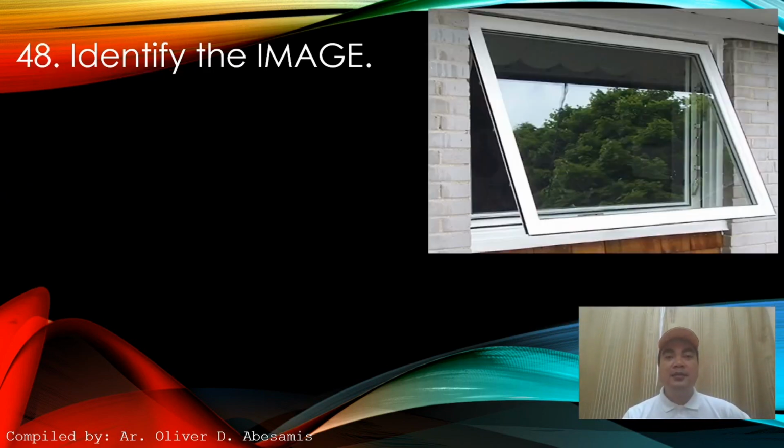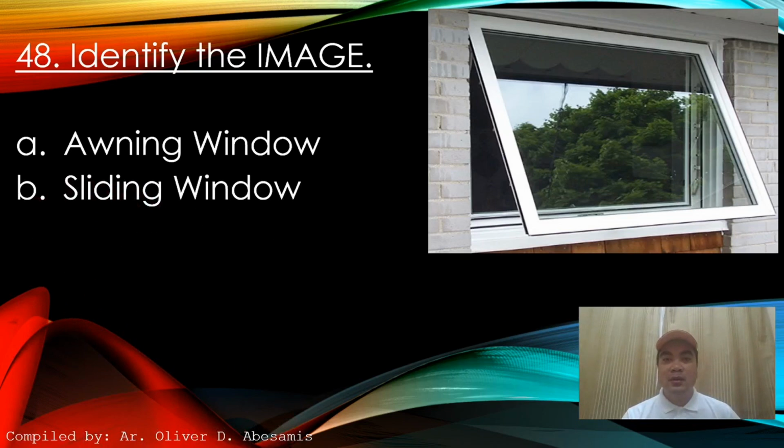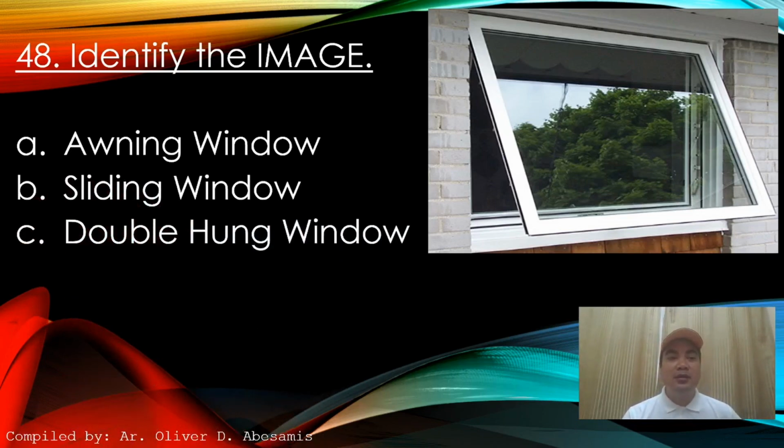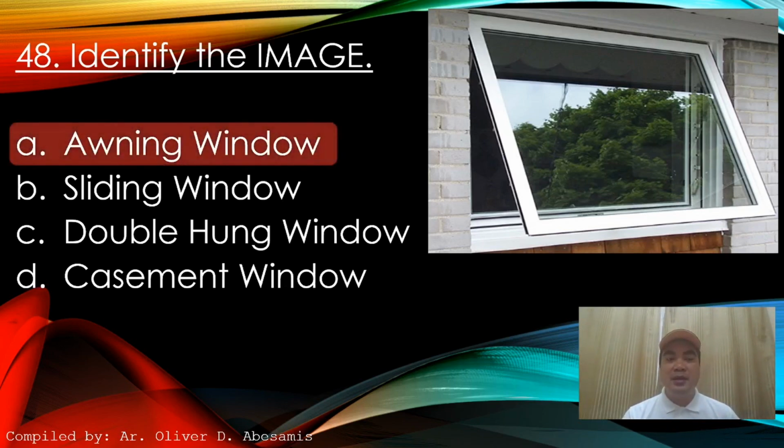Next, identify the image. A. Awning window. B. Sliding window. C. Double hung window. And D. Casement window. Answer? A. Awning window.